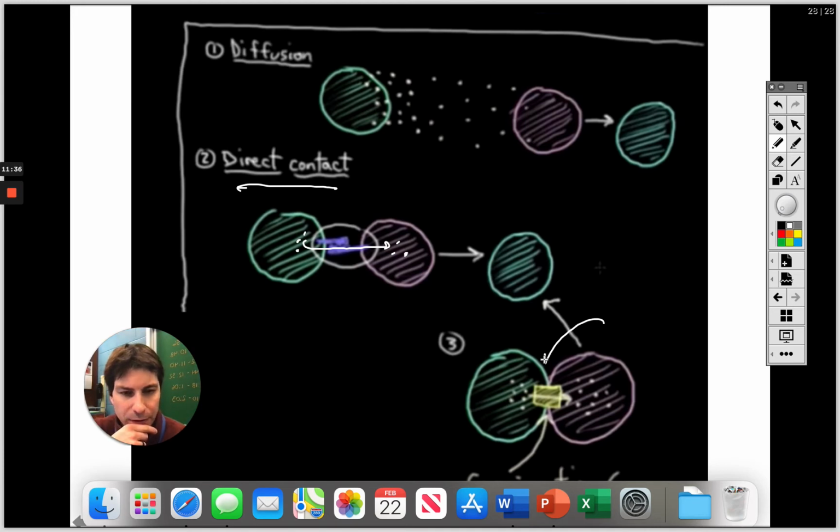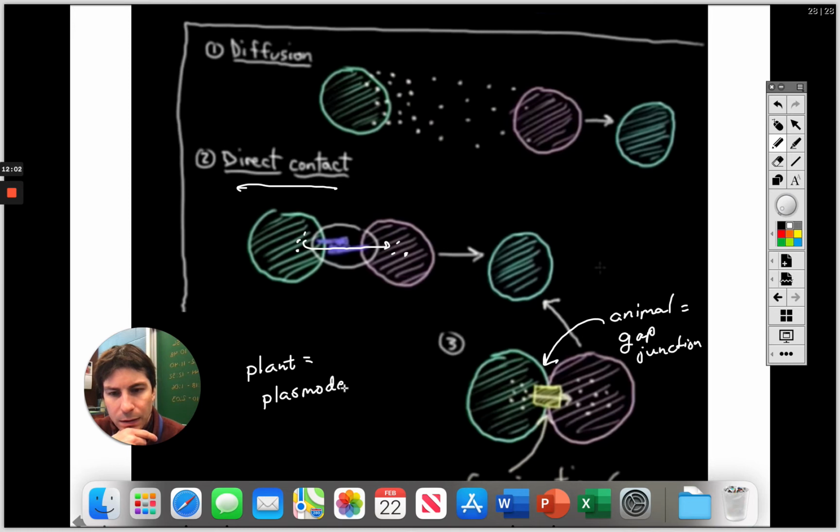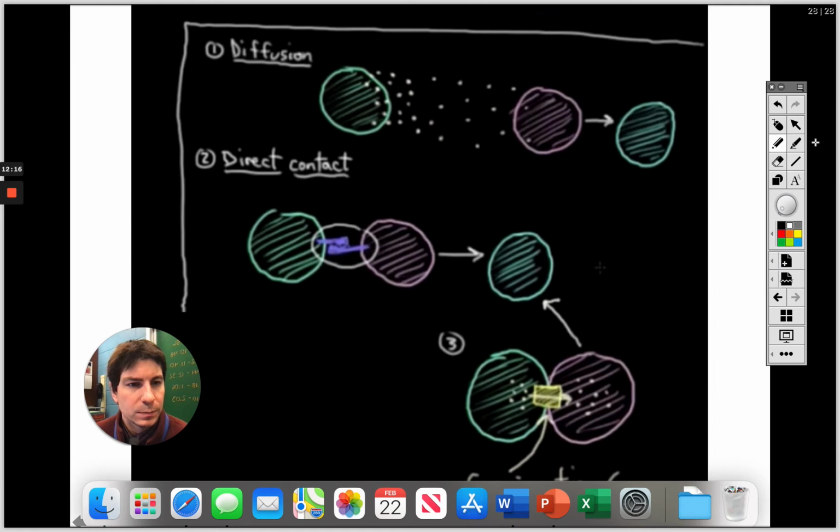Now, if you remember, and sorry, since I'm writing, you can't see what's down there, but if it's an animal cell, that is called a gap junction. That was from a previous chapter. If it is a plant cell, that junction between the two cells is called plasmodesmata. Okay, so those are your two different types of junctions, depending on if it's a plant cell or an animal cell.